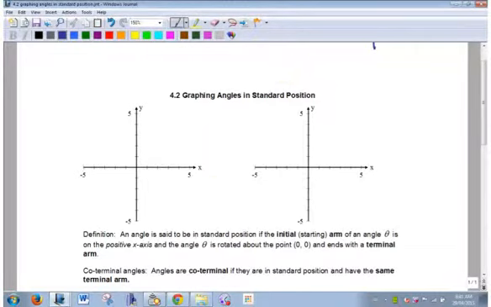All right, so graphing angles, standard position. What does that mean? If I take this and start it here along the positive x-axis, and then rotate it through some angle of 150 degrees, then we say this terminal arm is in standard position. Okay? It's almost a little redundant. This is where we start.